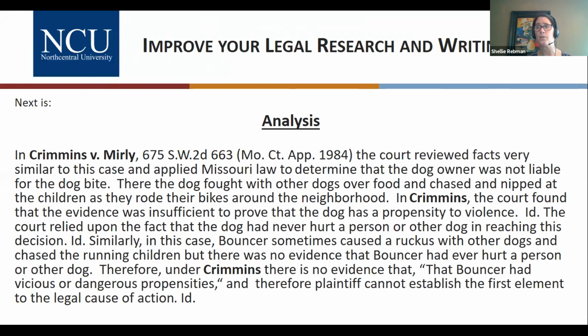So here I'm analyzing the first element. I start by introducing the case that I will be relying upon in the analysis. So my sentence is, Crimmins versus Murley, the court reviewed facts very similar to this case and applied the same Missouri law to determine that the dog owner was not liable for the dog bite. From there, you will go into your analysis of the second element of knowledge and then the defense of provocation.